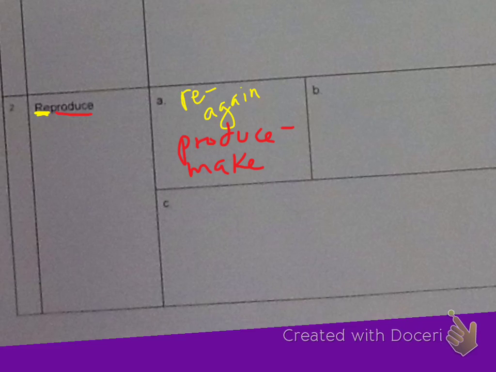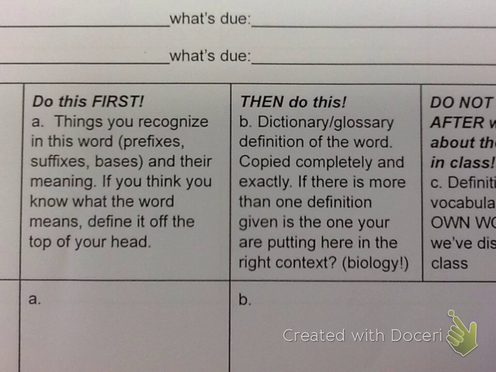Now, your instructions for part B are to come up with a dictionary or glossary definition of the word. You have to copy the whole thing completely. If there's more than one definition, and for some words there will be 3 or 4 definitions, you want the one in a scientific context, a biological context, because some words have a common usage and a scientific usage. This is where you may or may not want to use your biology book.